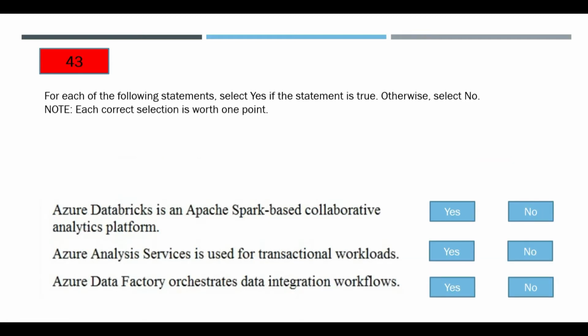Now let's look at this question. We have three options and we have to mark yes and no. The first one says Azure Databricks is an Apache Spark-based collaborative analytics platform, which is true. There are two Spark-based platforms, HDInsight and Databricks. So this is correct. The second one says Azure Analysis Services is used for transactional workloads. This is wrong. Analysis Services is used for data modeling. It is not used for transactional workloads, so this should be no. And the third one says Azure Data Factory orchestrates data integration workflows. Yes, this is right because it is used for data integration, and you can orchestrate the workflows and the activities using Data Factory. So these are the right answers.